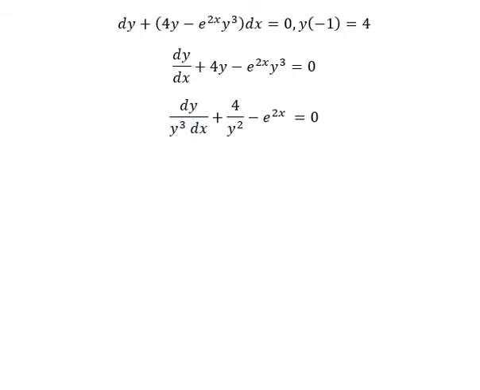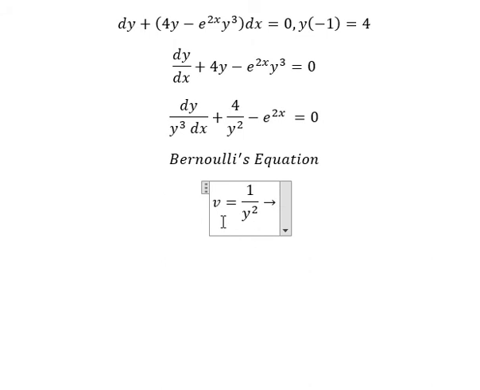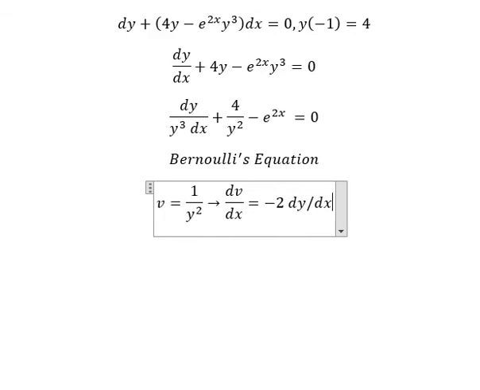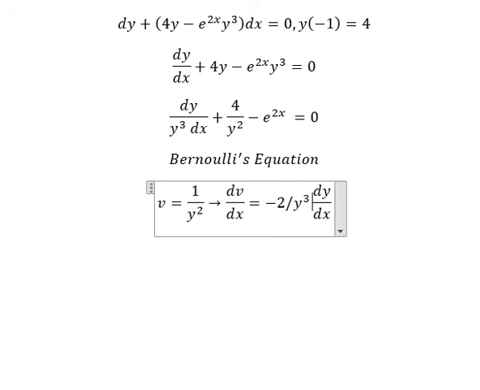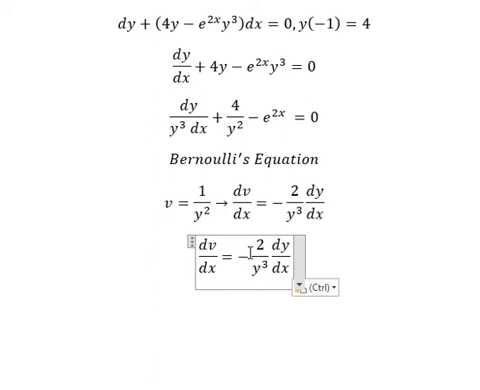Now, we can apply the formula of Bernoulli's equation. So, I will put v equals to 1 over y squared. If I do the first derivative for both sides, we have dv over dx equals to negative number 2, dy over dx, and we have y to the power of 3. Next, because we don't have negative number 2, we put negative number 2 go to the left.